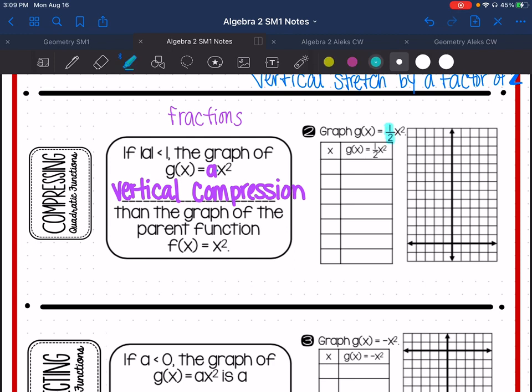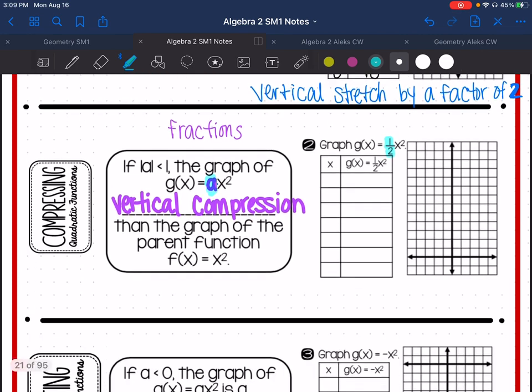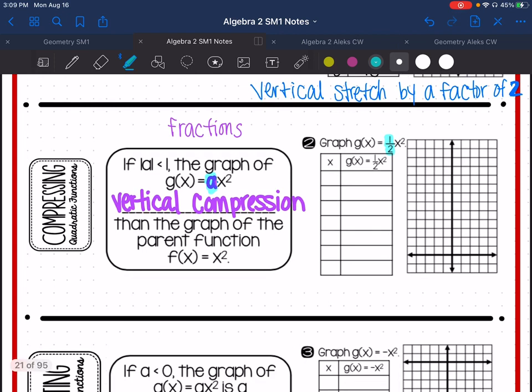Notice my a this time. My a has become something different. My a has become a fraction this time: 1/2, 2/3, something like that. I'm going to go ahead and take a look at these numbers.